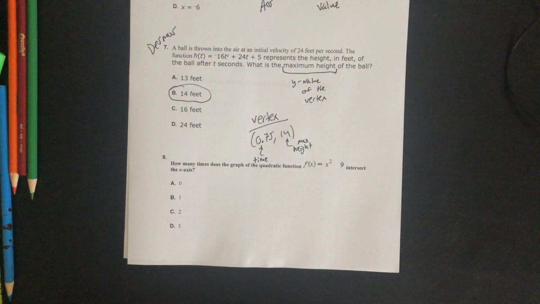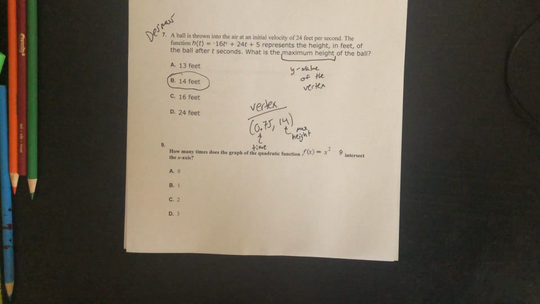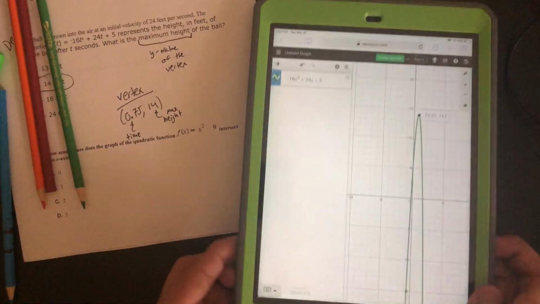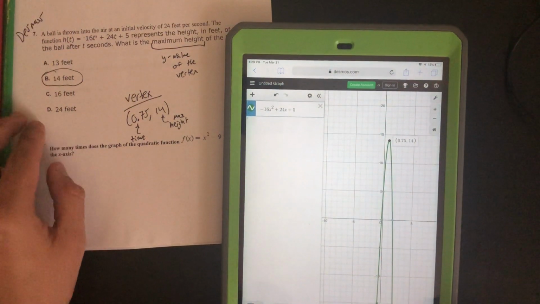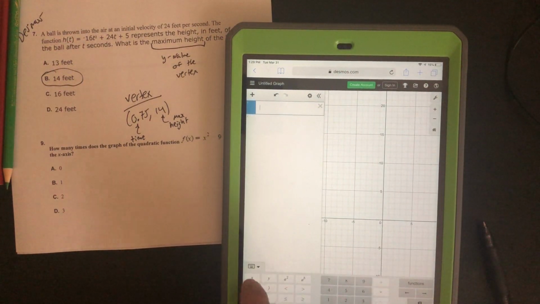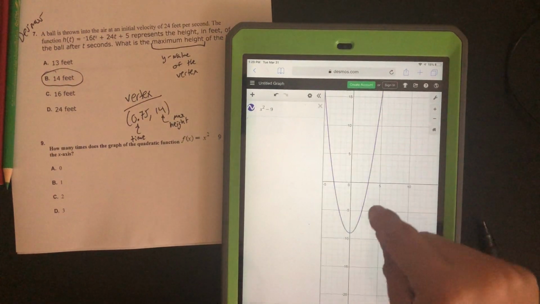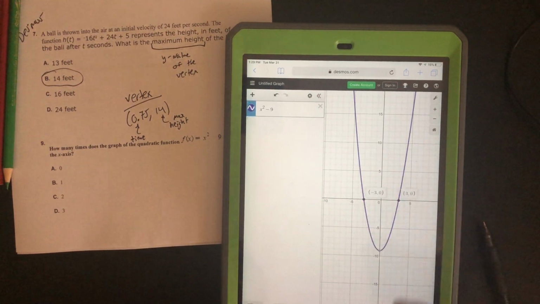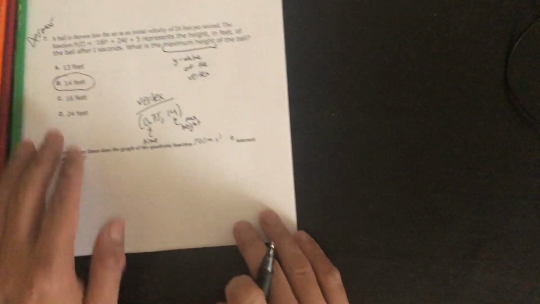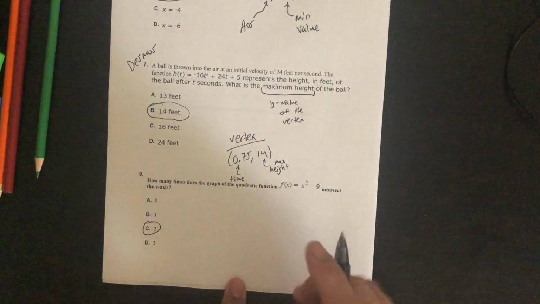Number 9. How many times does the graph of the equation f of x intersect the x-axis? In other words, they're asking me how many x-intercepts do we have, or how many zeros, or how many roots. So let's type in our equation, and if you notice, this parabola crosses the x-axis twice. So how many x-intercepts do we have? We have 2.